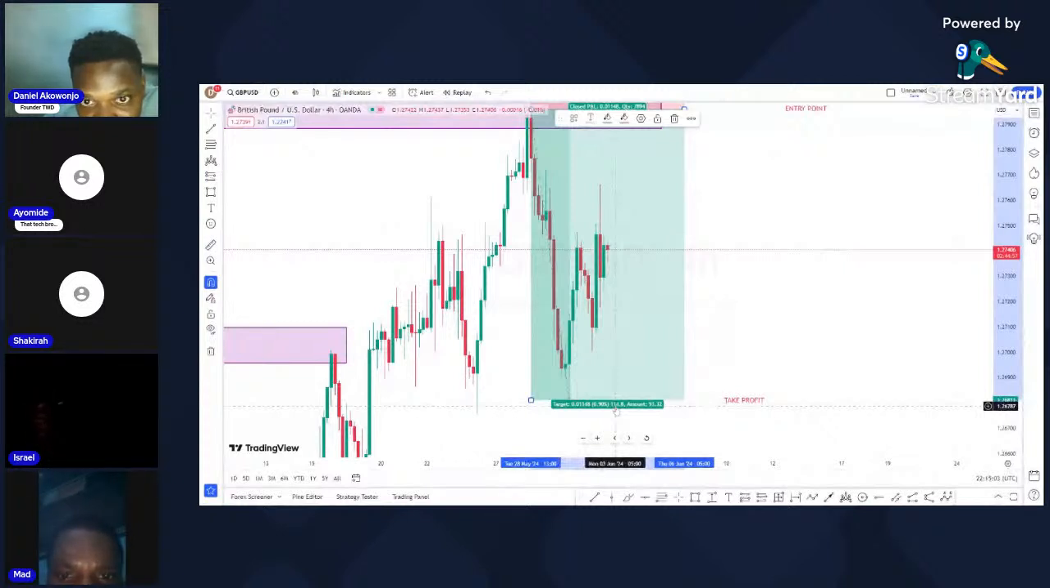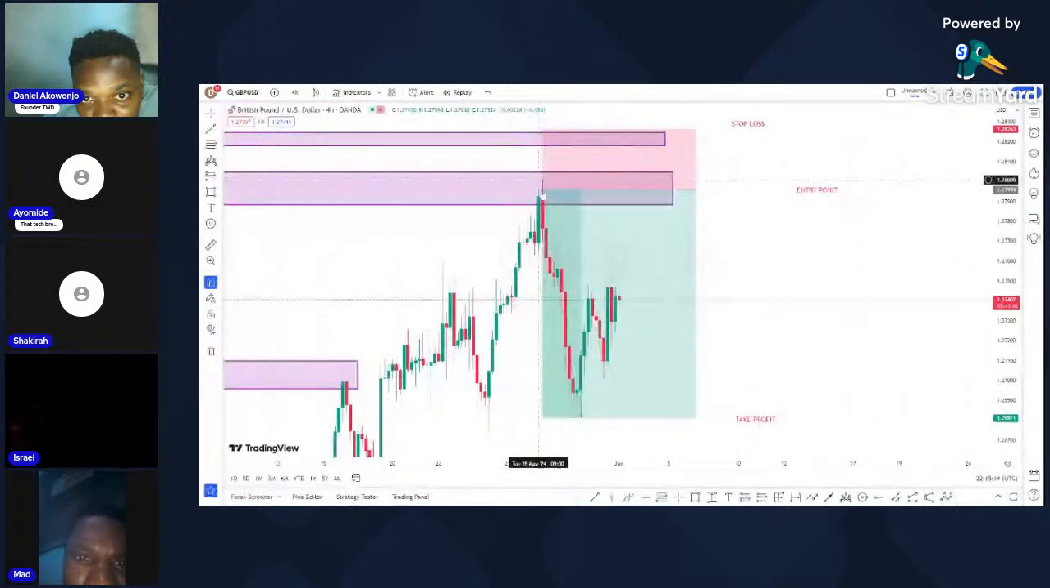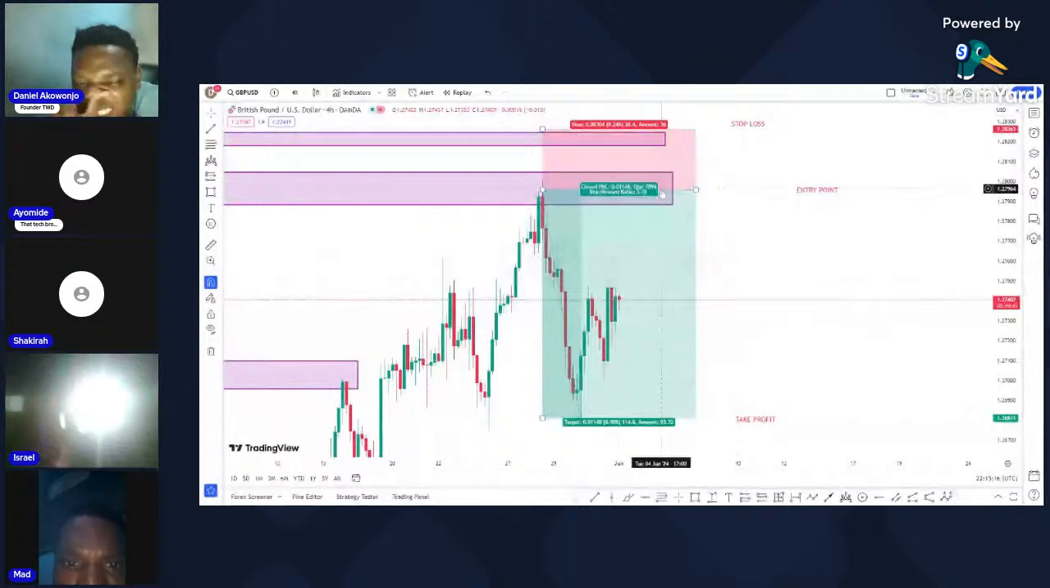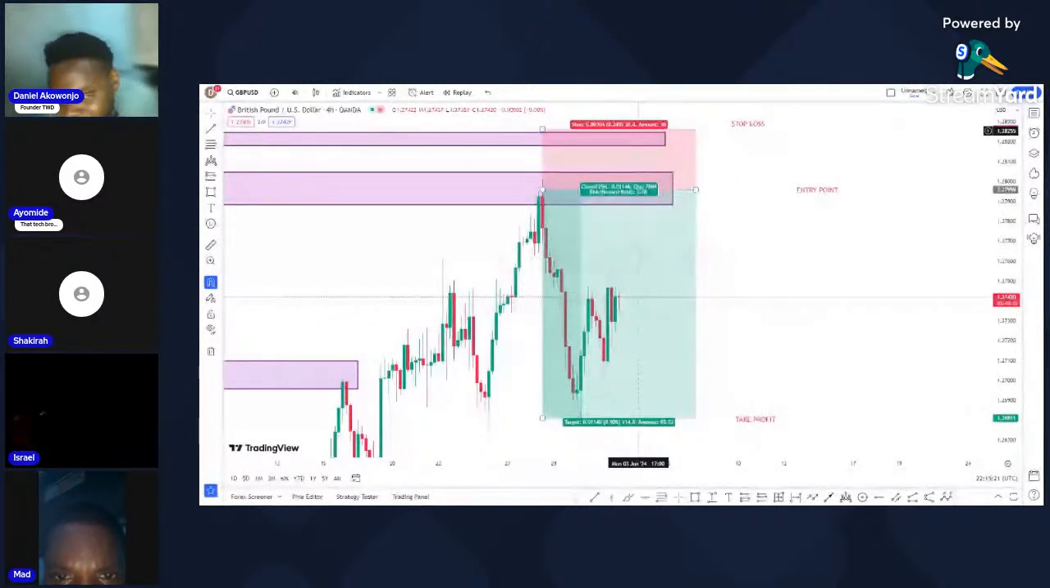Do you understand? Point eight. Now, it means that if I enter this trade with 0.01 lot size and I put my stop loss here, I am risking $30. What does risk mean? That means that's the amount I want to lose. Do you understand? To make $114.